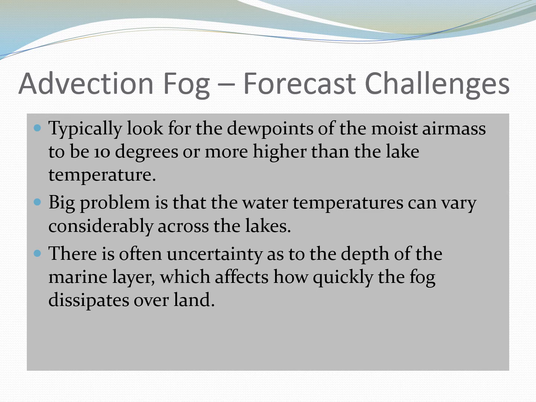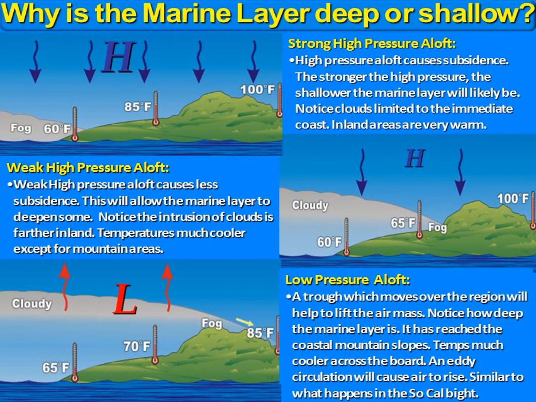One of the big problems in forecasting, however, is that the water temperatures vary considerably across the lakes. There is also often uncertainty as to the depth of the marine layer, which affects how quickly the fog dissipates over land. The top of the marine layer is marked by the base of a shallow inversion.